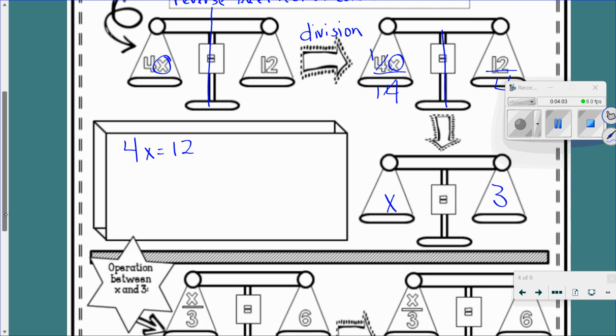Circle your variable, draw the line. What number is with my variable? The operation is multiplication, so the opposite is divide. So I'm going to divide both sides by 4. Why? Because 4 divided by 4 gives me 1. 1 times x means x is left here. 12 divided by 4 is 3. That is my solution.